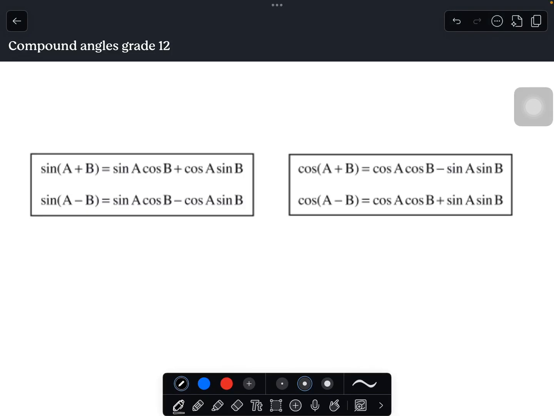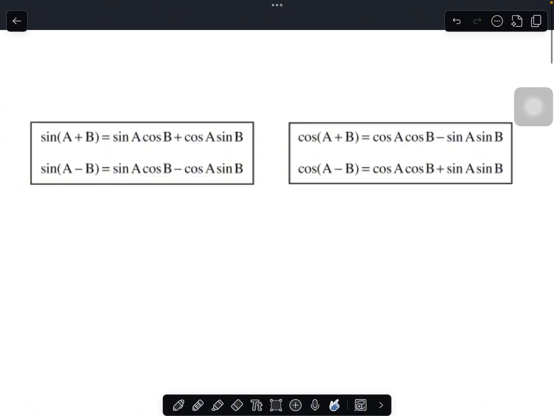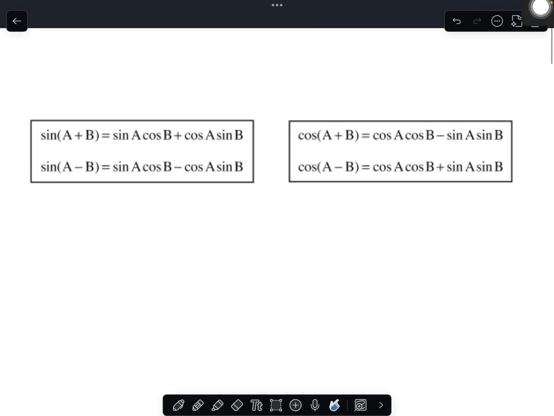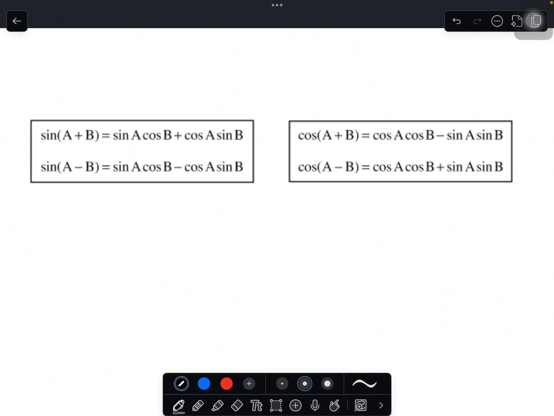Hi guys, today we're going to be doing compound angles for grade 12. Now, there's four types of compound angles, and that's sine A plus B, sine A minus B, cos A plus B, and cos A minus B. Now, we're just going to be applying this rule. This will be given in your data sheet. Let's just go through a quick example of how this works.